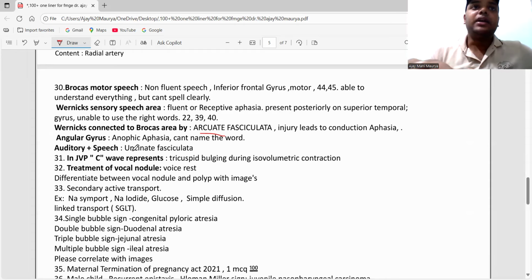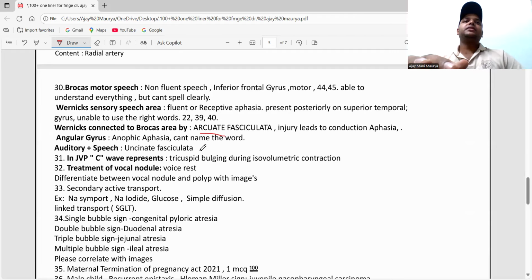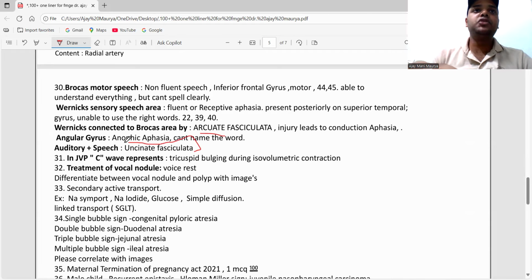Next is the uncinate fasciculus. If there is injury to the uncinate fasciculus, guys, then there is difficulty in what? Difficulty in auditory plus speech.